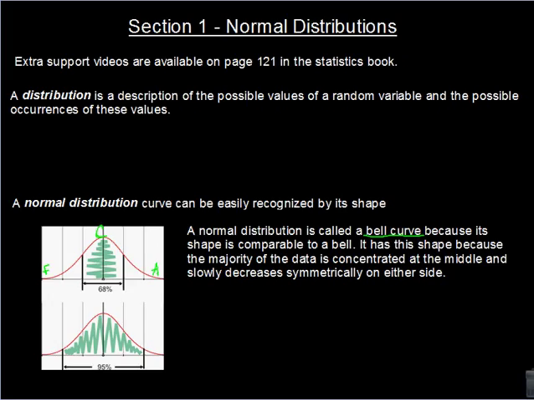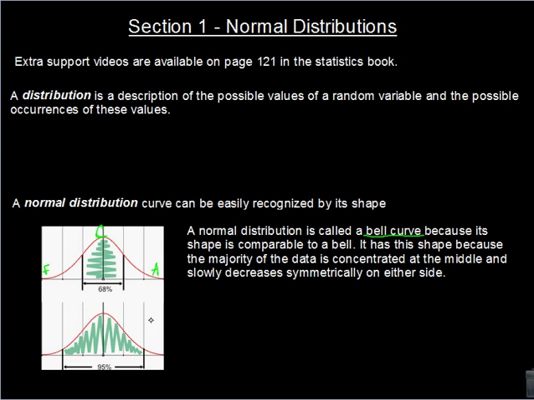Normal distributions are symmetric. If it's a true perfect normal distribution, both sides of the curve will be exactly the same, completely symmetric. Now, in reality, real world data is not going to be perfectly symmetrical most of the time, but it will be close.